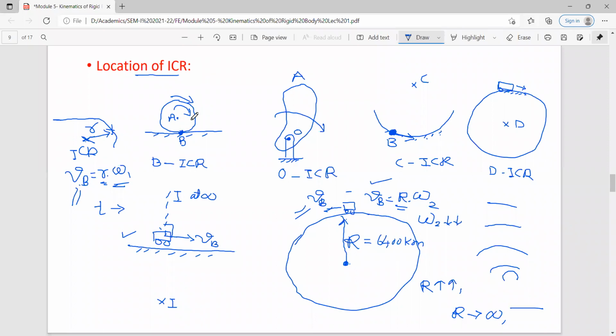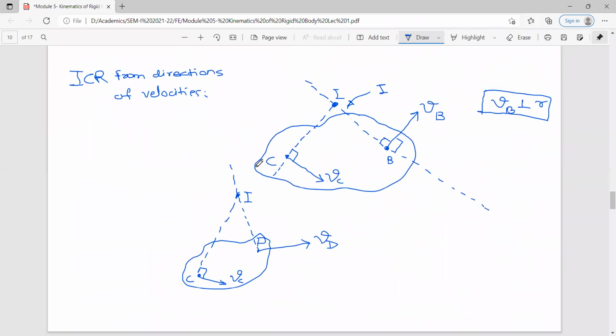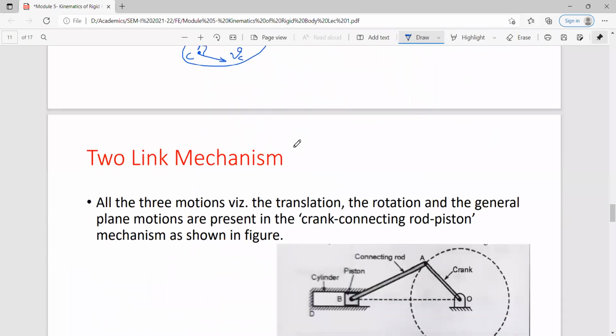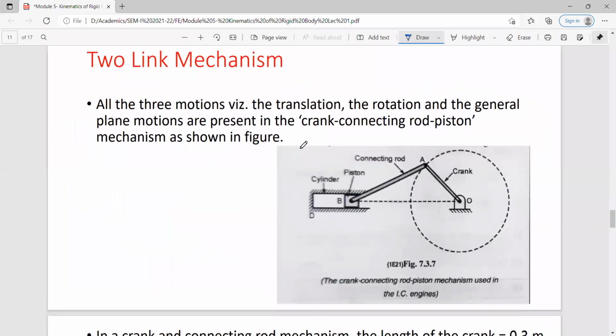आप ग्राउंड पे कॉइन रखो, place a coin on the ground and roll it. When the coin rolls, you note down about which point the whole coin is turning. So you will find that it is the point of contact. Are you getting? Yes sir, understood. Okay. So I hope that you have noted it down. Then we will see another concept, and then we'll start the numerical in the next lecture.